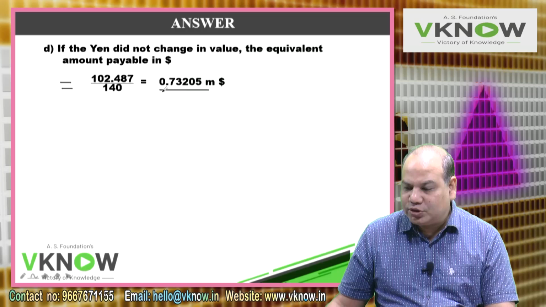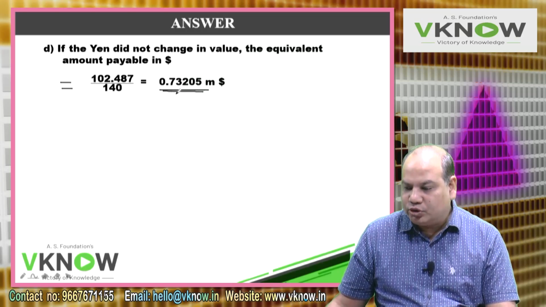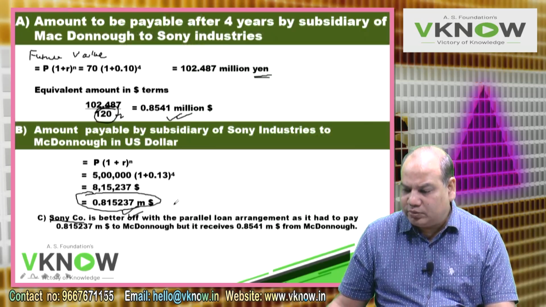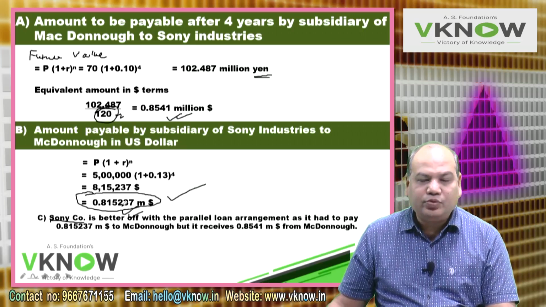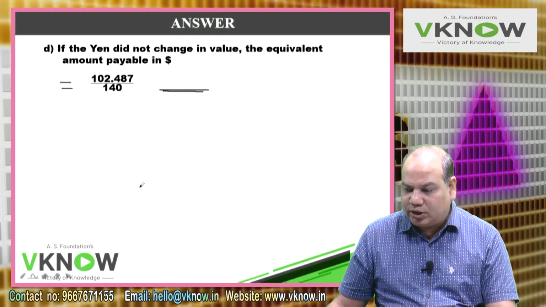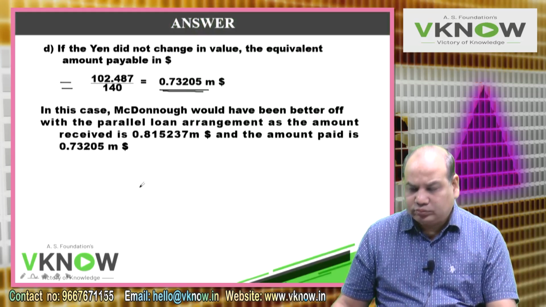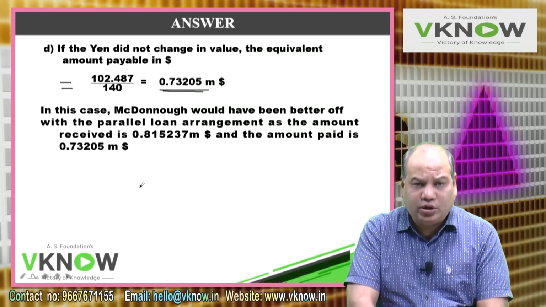Now McDonough is paying to Sony $0.73205 million, whereas Sony will pay 0.815237. This amount is already in dollars, so no correction or change is required here. So this time my answer will change. So you will write the concluding line.